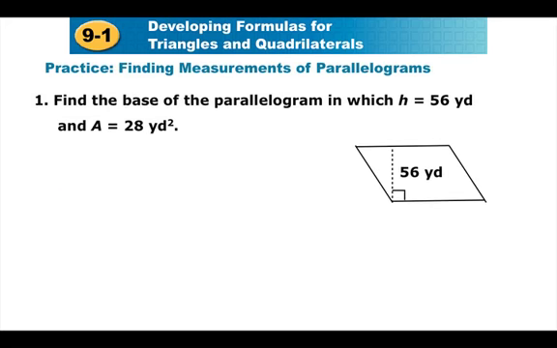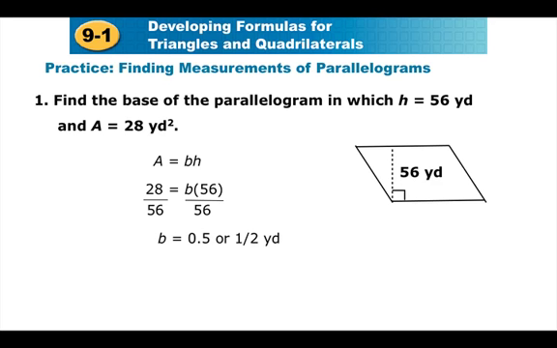It says find the base of the parallelogram in which h is 56 yards and the area is 28 square yards. The area is equal to base times height for a parallelogram. You substitute. So in order for you to solve for b, you need to divide both sides by 56. And this is how you get b, either 0.5 or half a yard. Next one.